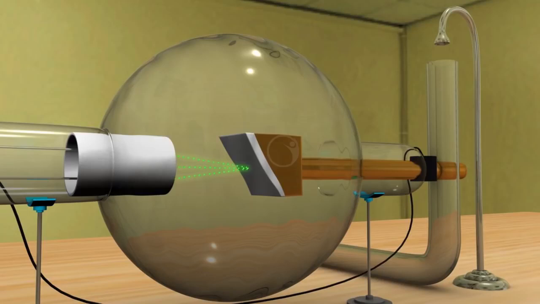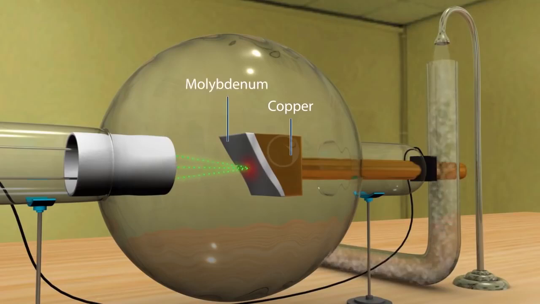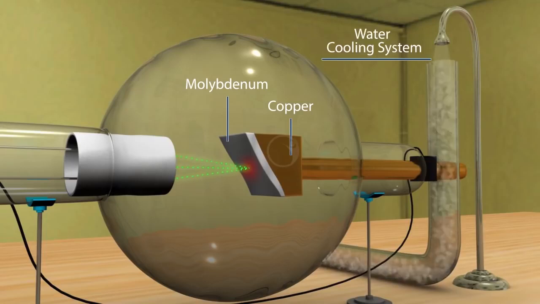The target is made up of a copper block in which a piece of tungsten or molybdenum is fixed. High thermal conductivity is used to carry away the heat generated to the cooling setup. Here we use copper, which is a good conductor of heat and can take the heat away from the molybdenum metal towards the water cooling system.